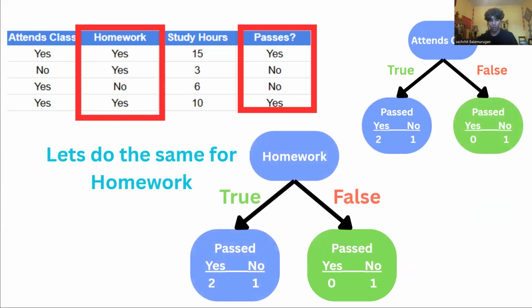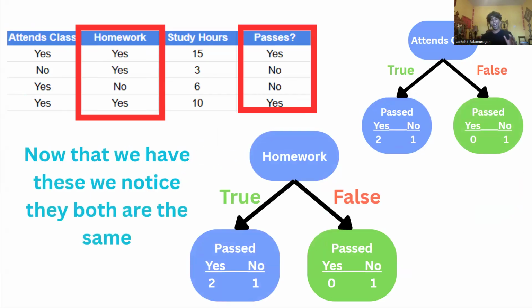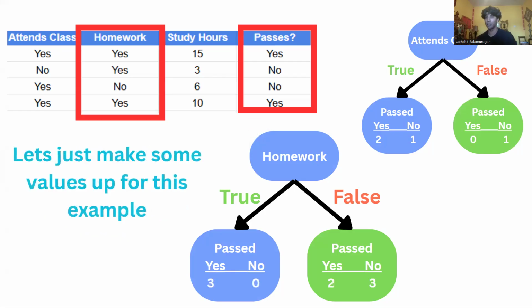Now let's do the same thing for homework. All right, we do the same thing. And now that we have these both, we can notice that they're both the same, okay? But let's just take, for example, that we make up some values just for this example, so you can see how Gini impurity works, okay? So if you notice, what is pure here? Well, what does pure mean in these types of leaves, right? We check the leaves, and if they're completely zero on one side and have some value on the other side, that means it's pure. For example, a pure leaf would be this leaf right here.